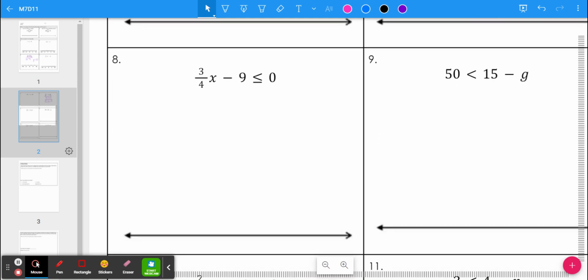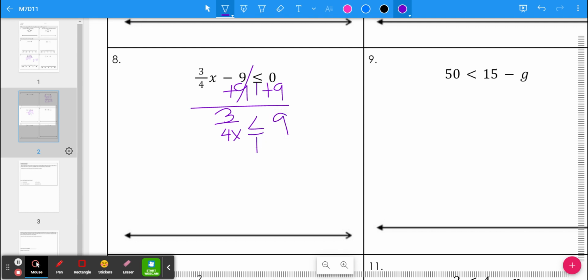The next one I'm going to do is problem number 8. Problem number 8, you want to first start by not getting rid of the fraction, but by getting rid of the negative 9 or the minus 9. So we want to add 9 to both sides. These cancel to 0, and I'm left with 3/4 x is less than or equal to 9.